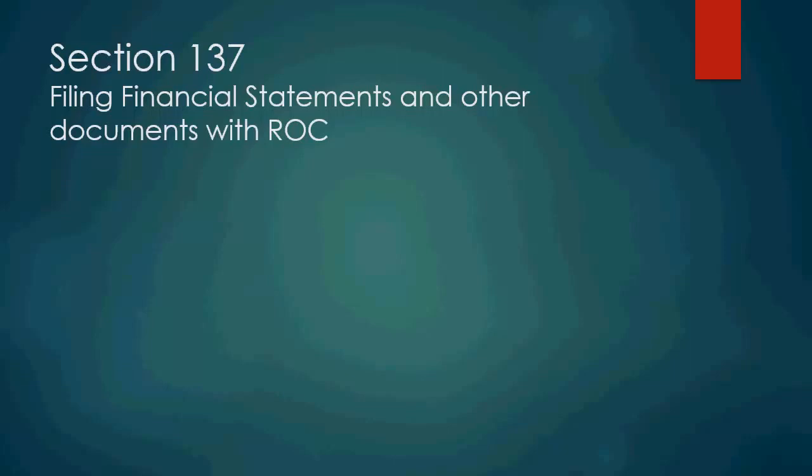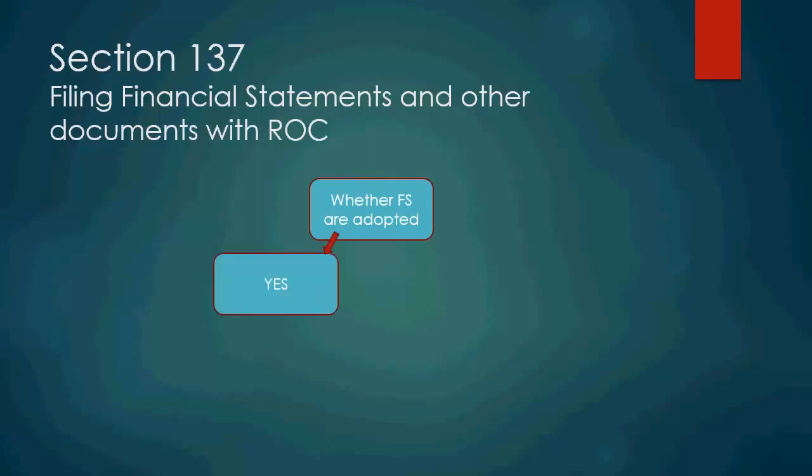Now there can be a situation where the financials may be adopted at the AGM and may not be adopted at the AGM. So first thing is to consider whether or not the financial is adopted at the annual general meeting. So if your financial is adopted, then within 30 days from the date of the AGM, you have to forward all the documents to the registrar of the company, right?